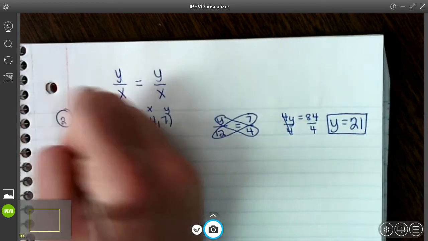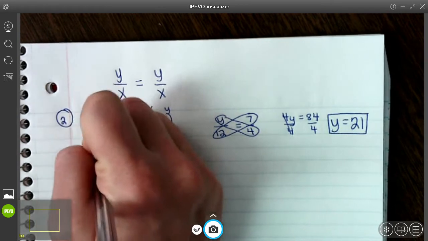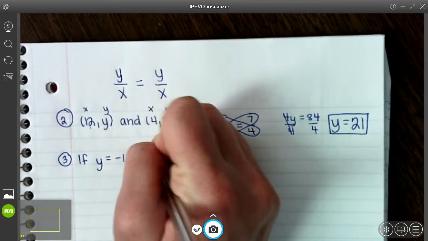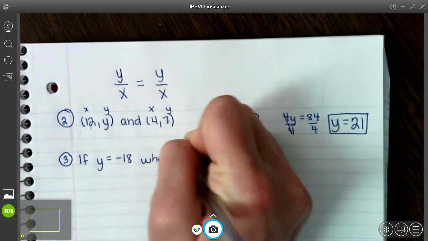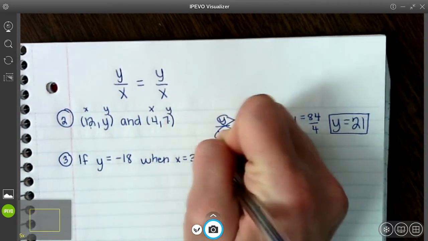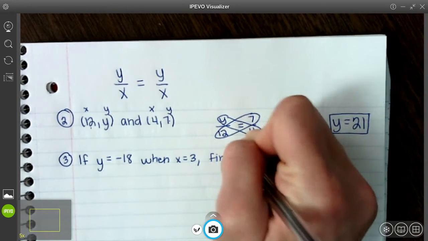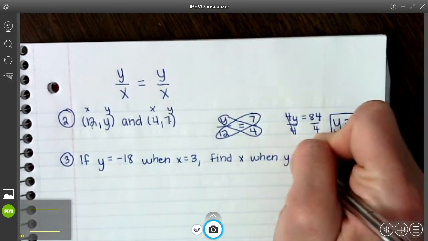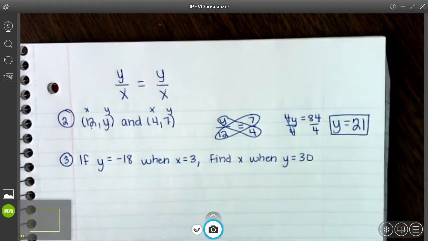Okay, look at number 3. I'm going to write it out. It has a couple more words. It says if y equals negative 18 when x equals 3, find x when y equals 30. So instead of just laying it out in an ordered pair, it's given us a sentence. But we can still do the same thing.